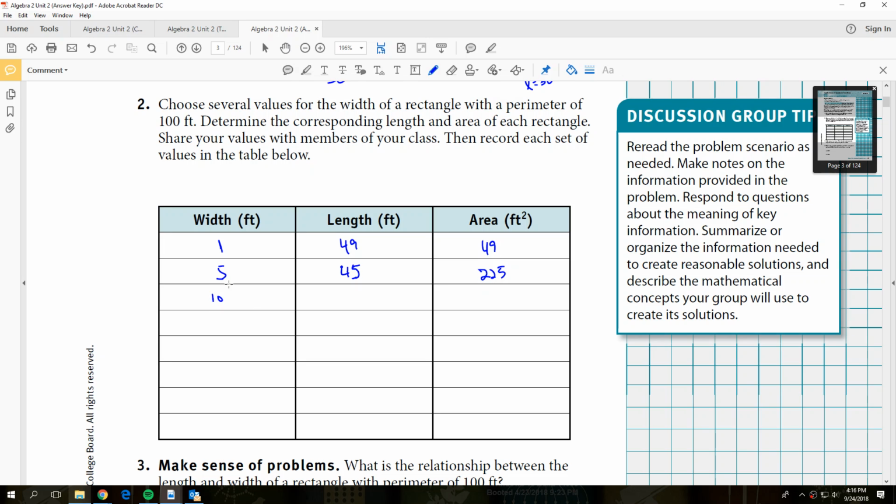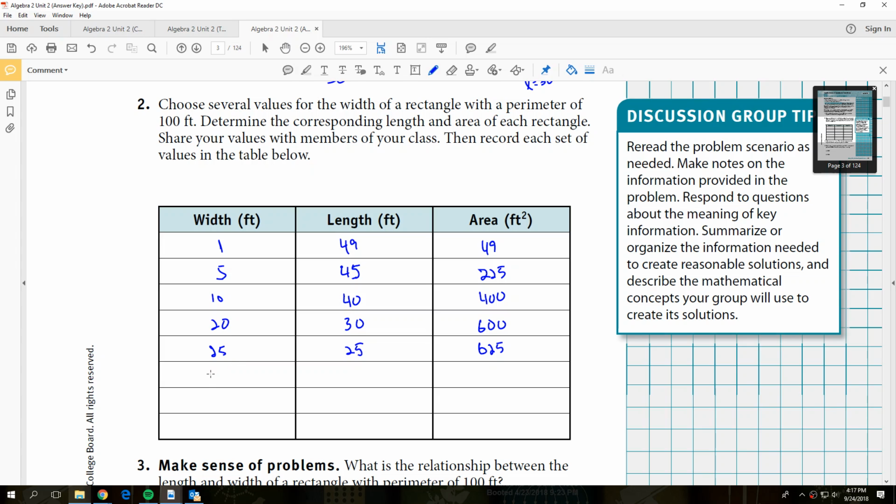Let's keep going up. We'll say 10. This must be 40, and so 10 times 40 is 400. Let's do, I don't know, 20. Then this must be 30, and 20 times 30 would be 600. Let's go up to 25. That means this must be 25. Width is 25, length must be 25. 25 times 25 should be 625. Let me just check and make sure that's all good. Yes, it is.